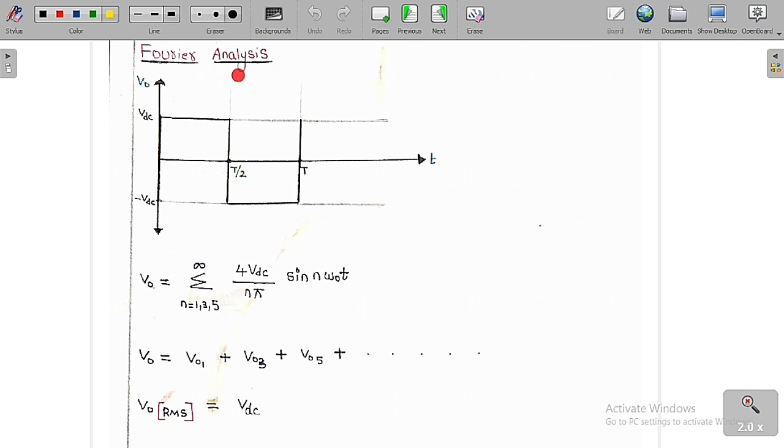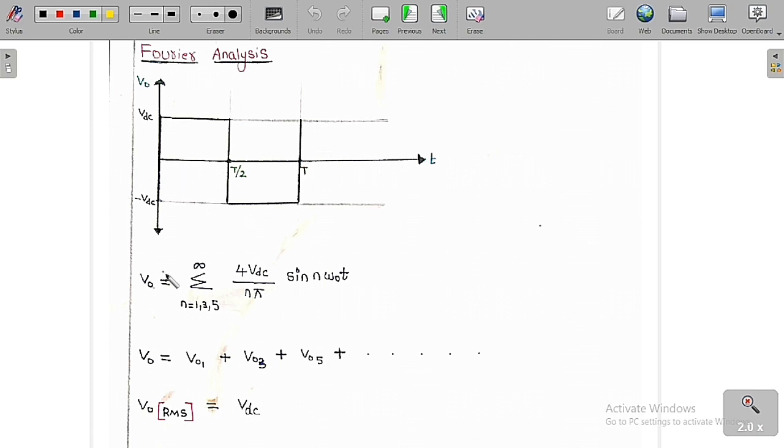The first thing is we are going to study the Fourier analysis of this graph. You can see clearly this is an odd signal. As it is a periodic signal and also odd, A0 and An are going to become 0 because the signal is odd. So only Vn is going to be present.